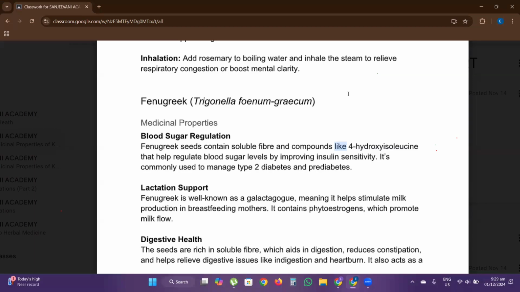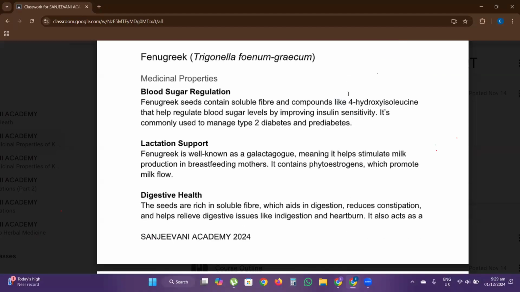But if you don't want to do that, you can decide how best you want to consume fenugreek. So the medicinal properties will include blood sugar regulation. So this is really good for diabetics, people who are pre-diabetic, especially if you know you have a history of diabetes in your family. It helps reduce blood sugar levels, and it's also good for people who have PCOS because of that blood sugar regulation.